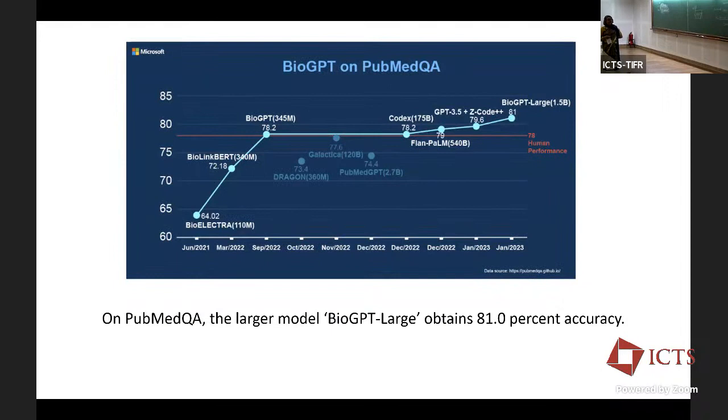This is just a slide to show BioGPT's performance in the PubMed QA domain. The large version of BioGPT achieves 81% accuracy. This is the smaller one, and human performance is 78. And these are some other language models people have used.